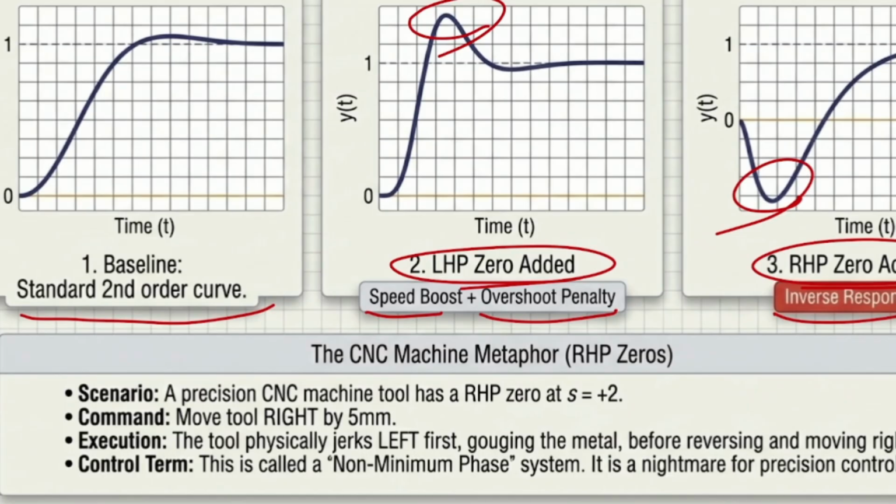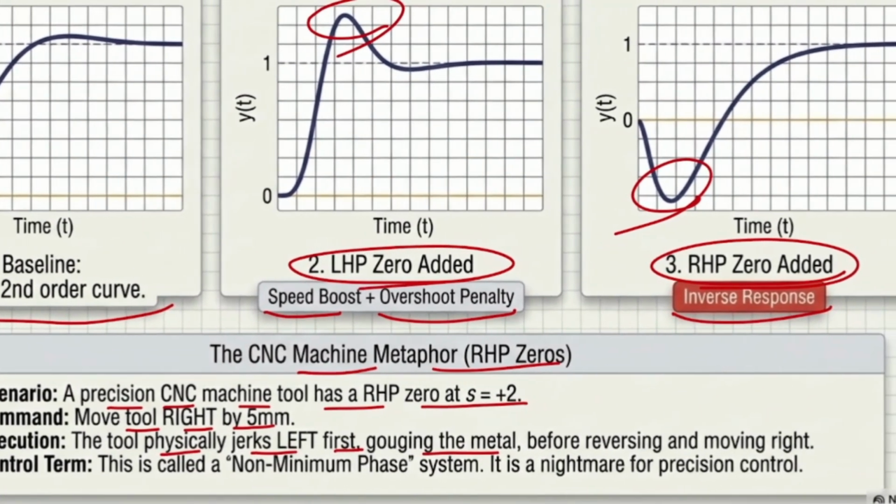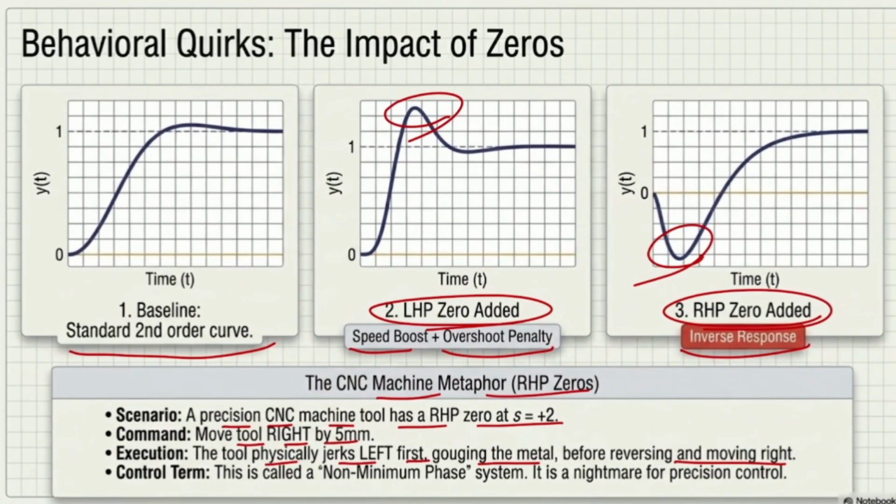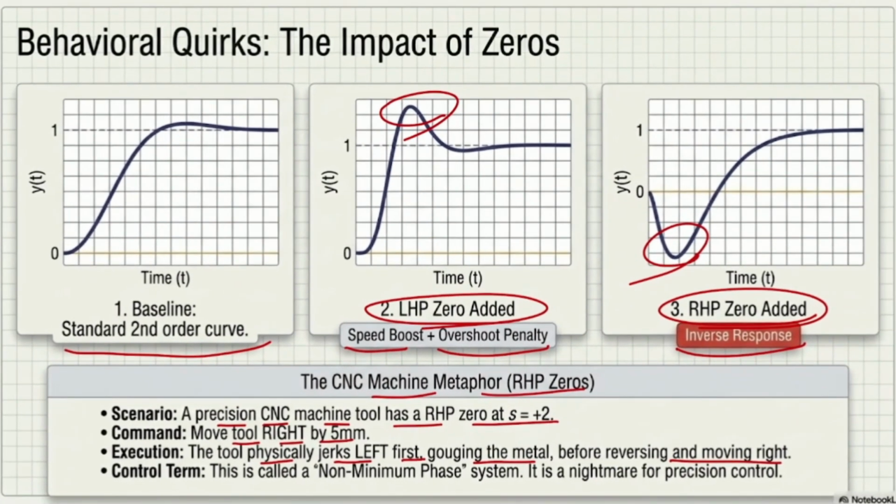Imagine that you do have a CNC machine, and this CNC machine has zeros on the right side. A precision CNC machine tool has the RHP zero at s equals +2. It means that moving the tool right by 5 millimeters is going to make the tool physically jerk left first, gouging the metal before reversing and moving right, which is going to be quite a nightmare. It means that you're moving to the right, but at some point your CNC machine is going to move to the left, and again, we will have to move back to the place that it was. That's why it's not feasible.